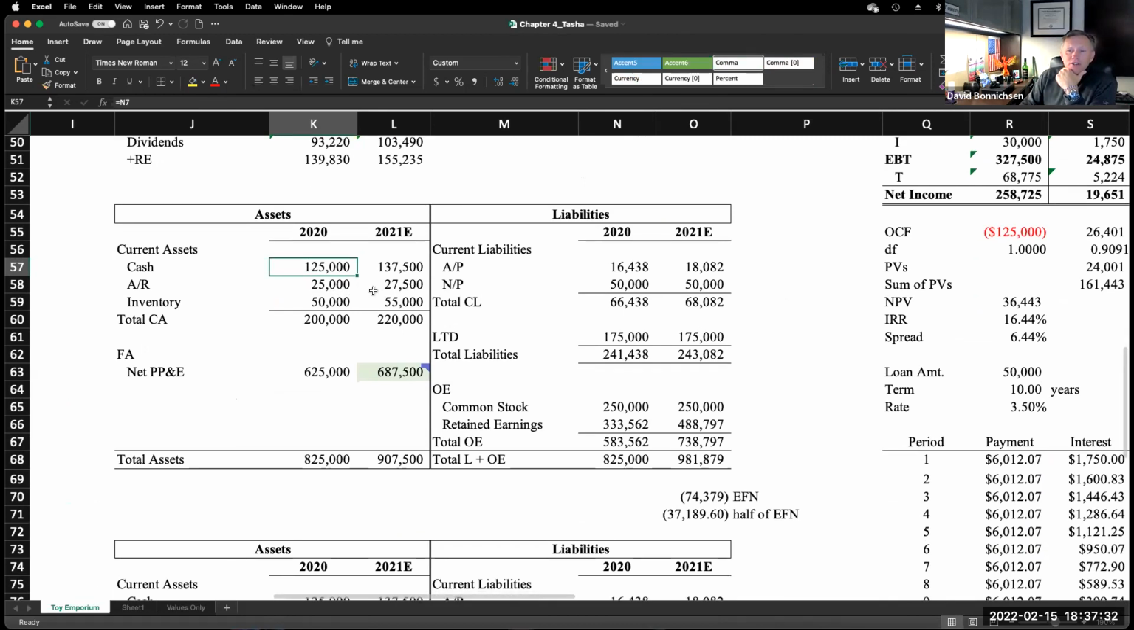Who was able to successfully calculate $25,000 for accounts receivable? And if you did get that number, tell me how you got it and tell your classmates how you came about that.